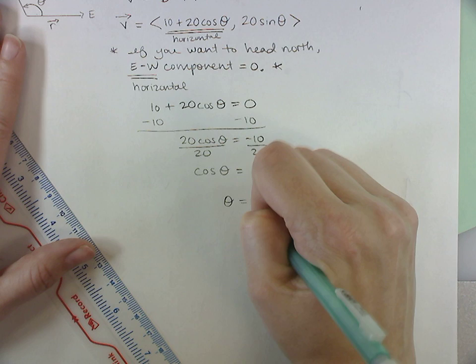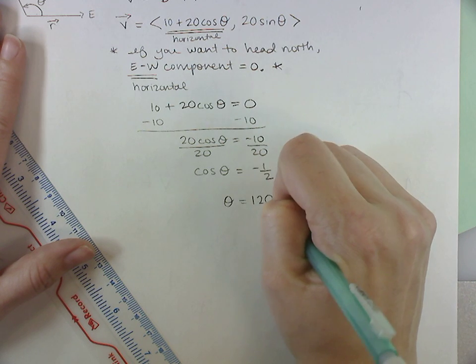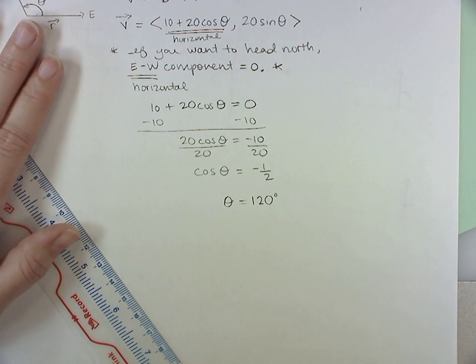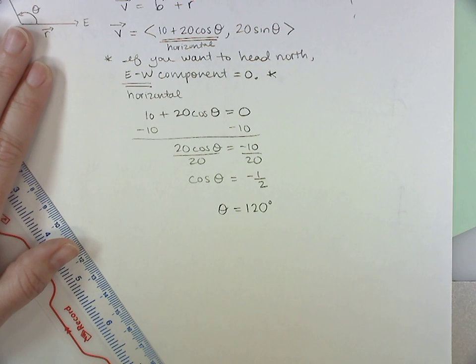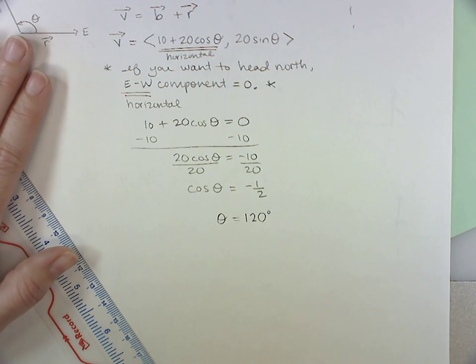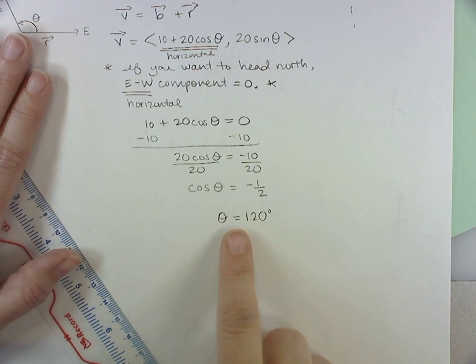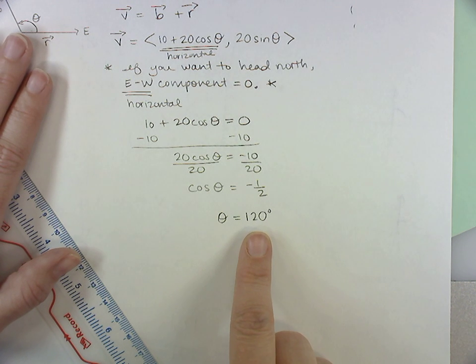Well, for theta, that's okay, 120. Okay, so when you solve for theta, did some of you get the 120 degrees?